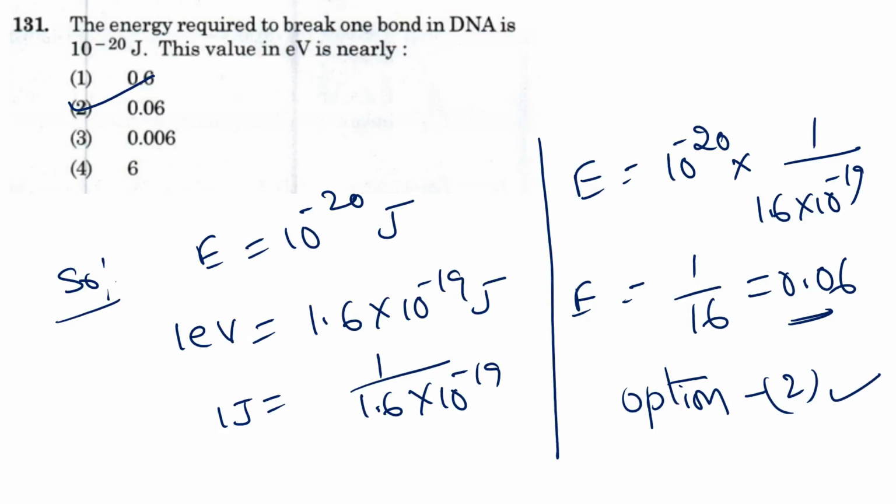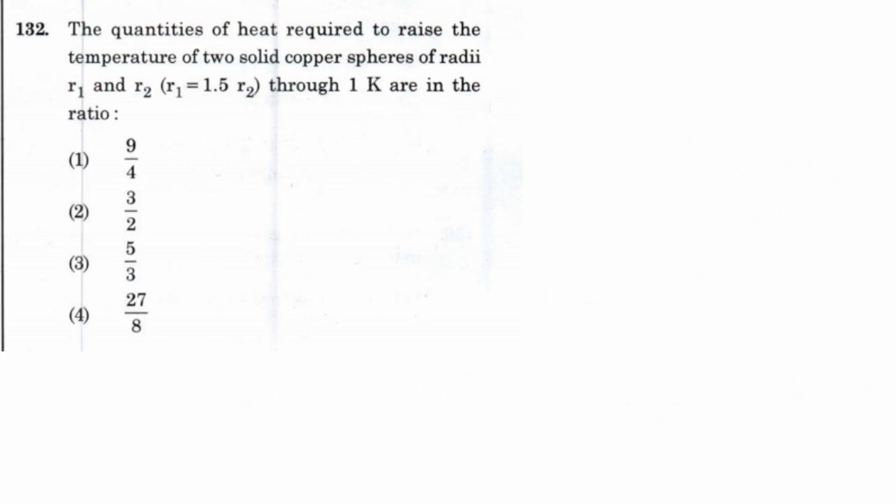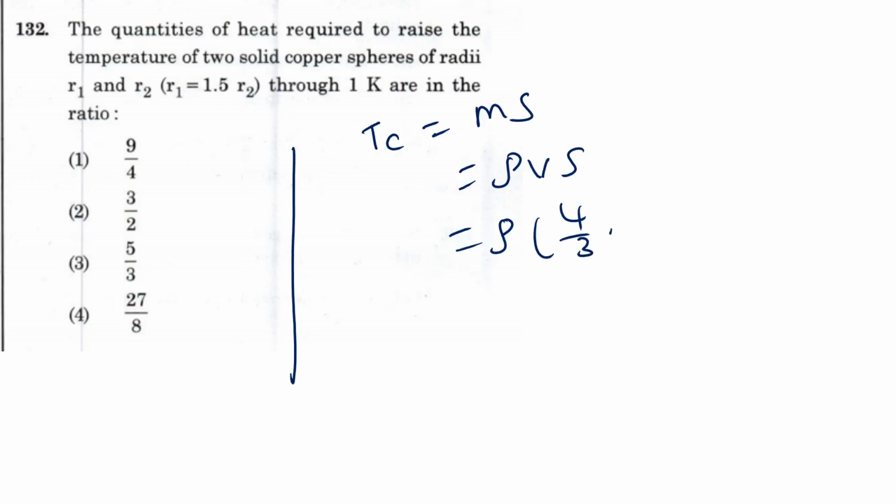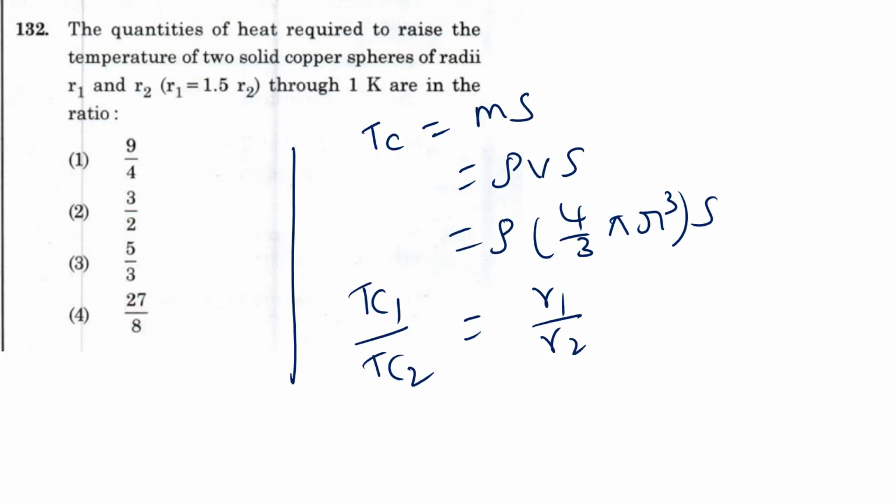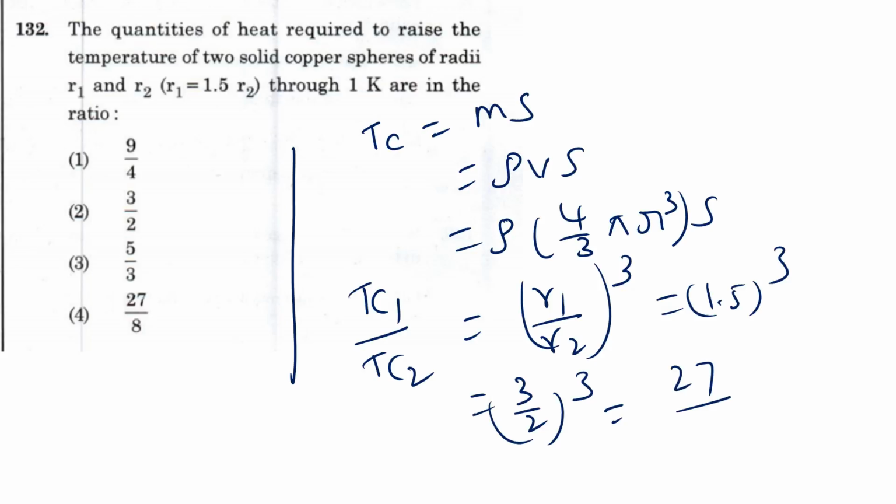And next go to question number 132. Now in this question they have given the heat required to raise the temperature. Here we are adding the heat capacity. So Tc is equal to ms, that is equal to rho V into S, that is equal to rho into 4 by 3 pi r cube into S, that is equal to 1 temperature Tc2, that is equal to R1 by R2 whole cube, that is equal to 1.5 whole cube, and next we are substituting 3 by 2 whole cube. This is the direct answer, 27 by 8.